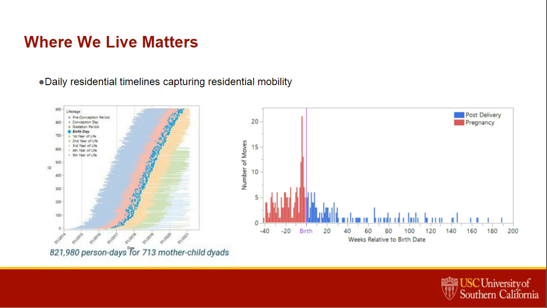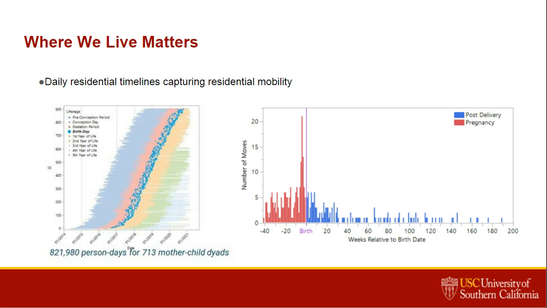So what we do in MADRES is for all our participants, we build these very highly resolved daily residential timelines. That's the plot you see on the left here. The x-axis is calendar time from when we started the study, and the y-axis is all the different participants. I think we're up to like 800 or 900 right now. The highlighted blue dots are the dates of birth, when all these babies were born. You can see this very beautiful progression over time with enrollment, which is really a massive effort that Dr. Bastain leads to get this cohort together.